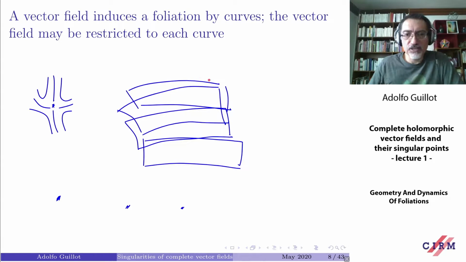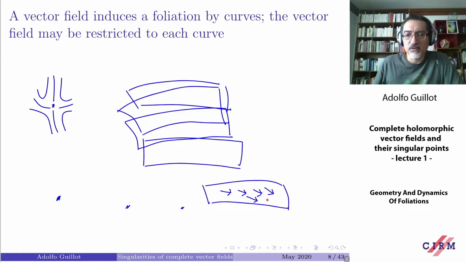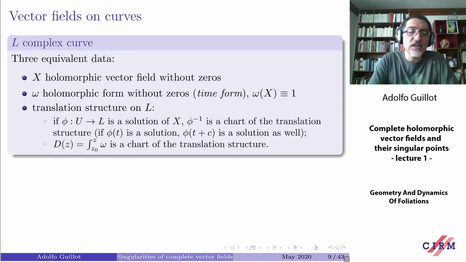And so what is interesting is what happens on these integral curves. These integral curves come together with a vector field, okay? You can restrict the vector field here. So I have a vector field, I have more than a foliation. What I have is a foliation endowed with some geometry. So I can talk about three equivalent data. So I have a complex curve.